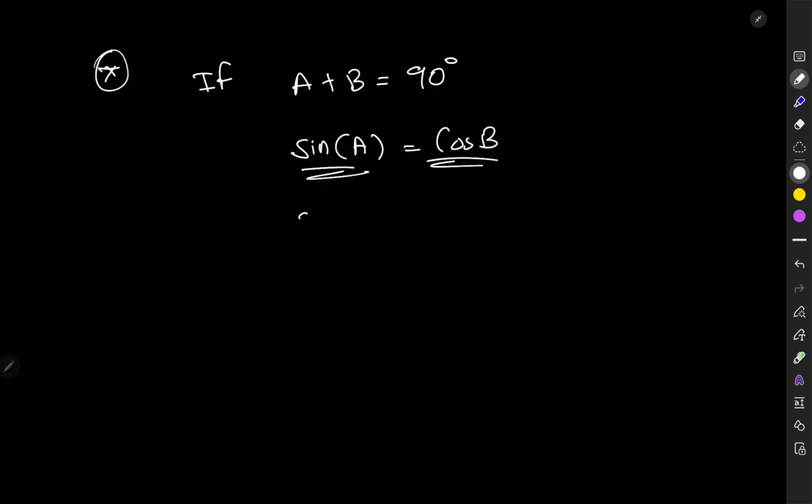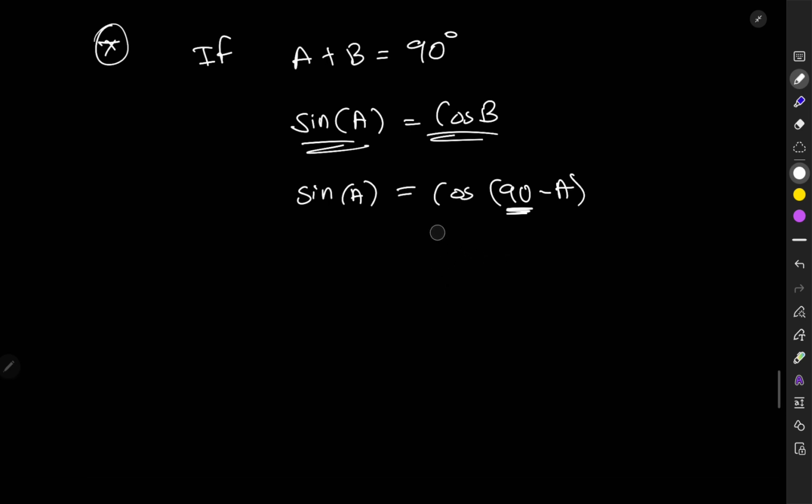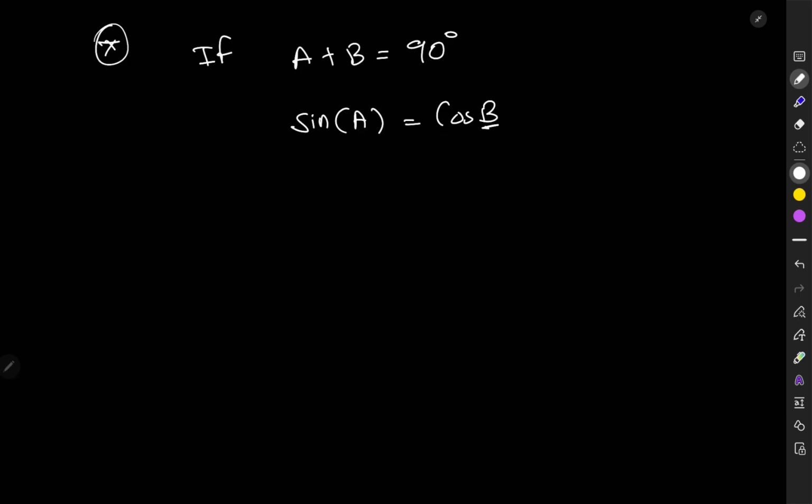So how am I telling this? Sine a is equal to cos(90 minus a), right? So this will be changed into sine a. So simply sine a is equal to cos b, so b is equal to this. I hope you understand. So just don't complicate it. When a plus b is equal to 90, sin a will be equal to cos b.